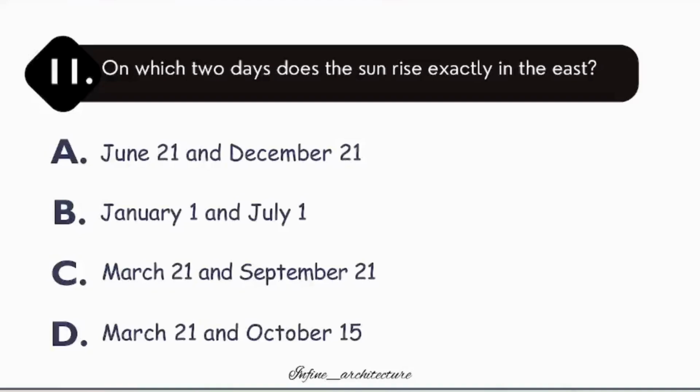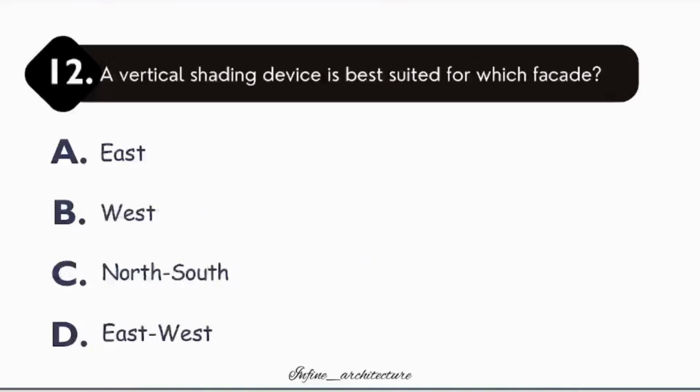Option B, January 1 and July 1. Option C, March 21st and September 21st. Option D, March 21st and October 15. So the right answer should be option number C, March 21st and September 21st. Next question, question number 12.